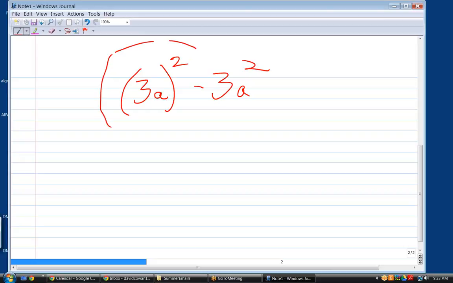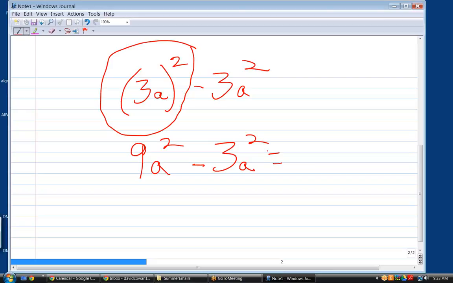First of all, let's do this one. What's that equal to? 81. What's 3A quantity squared? Square both of them. In other words, you square the 3 and you square the A. So now what's 9A squared minus 3A squared equal to? 6A squared.